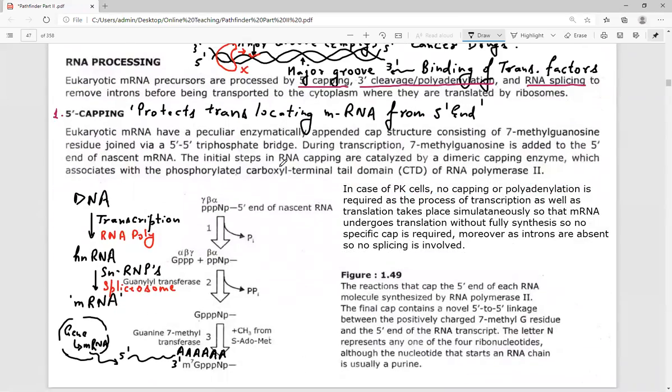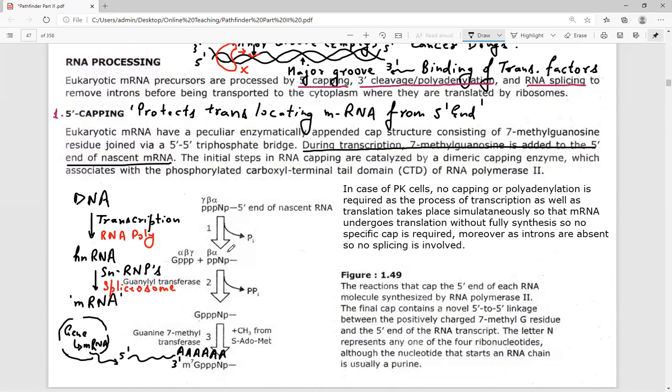Now, eukaryotic mRNA has a peculiar enzymatic appendix, a cap-like structure consisting of 7-methyl guanosine residue, which is attached via a 5' to 5' phosphodiester linkage. During transcription, 7-methyl guanosine is added to the 5' end of the nascent mRNA molecule. Now, what happens during transcription? A nucleotide referred to as 7-methyl guanosine is added to the 5' end of the nascent mRNA molecule.